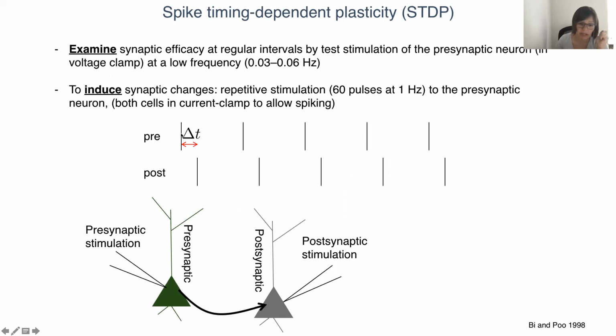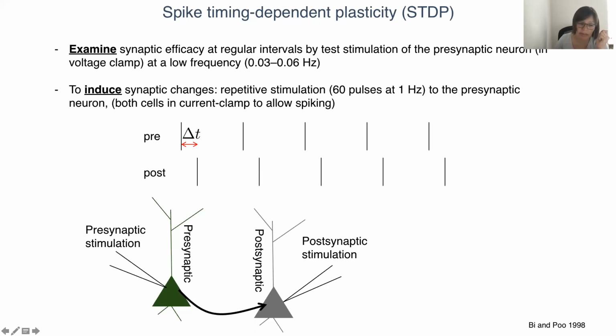The very classical experiments done by Bi and Poo in '98 applied spike pairs. So one spike evoked in the presynaptic cell and another spike evoked in the postsynaptic cell, separated by a timing delta t. And then they repeated these pre-post pairs multiple times, I don't know, about 60 pulses, presented at a given frequency. And then they characterized the amount of change in the synaptic connection upon the presentation of these spike pairs.